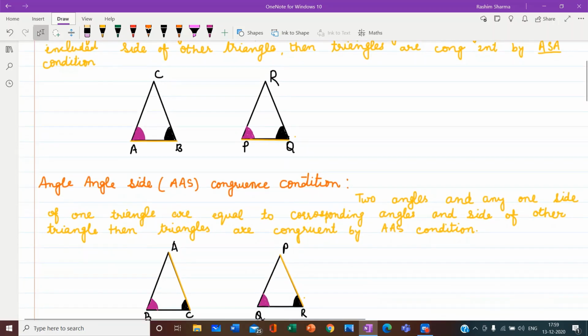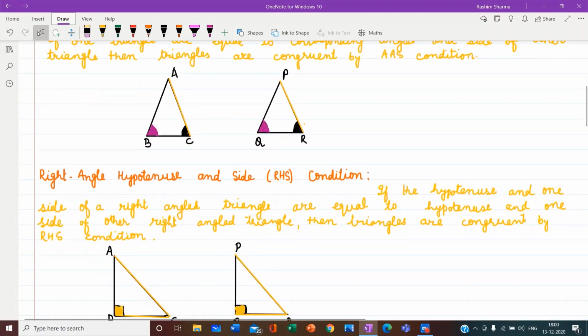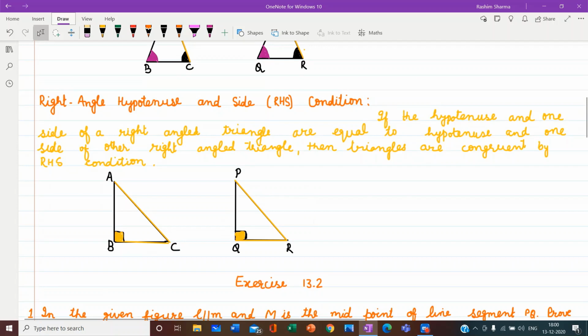Okay. Then here we can see triangle ABC and triangle PQR. Here angle B is corresponding to Q, angle C is corresponding to R, and side AC is corresponding to PR. So triangle ABC and triangle PQR are congruent. Next criteria is right angle, hypotenuse and side. It is known as RHS condition.